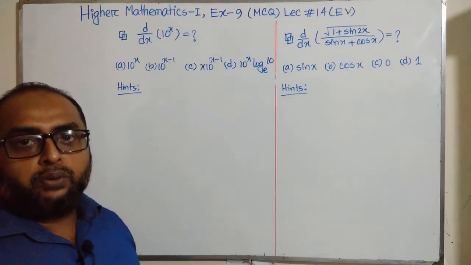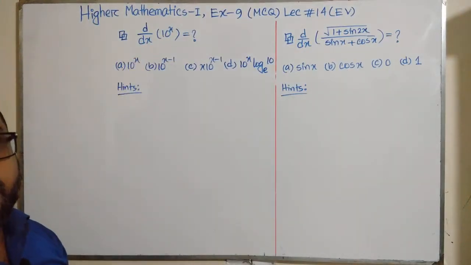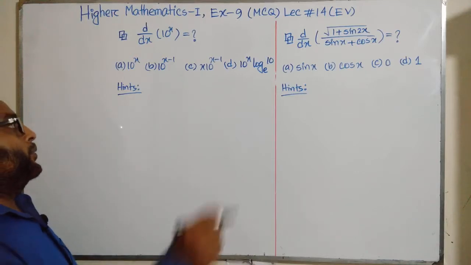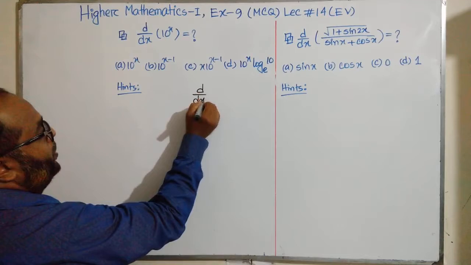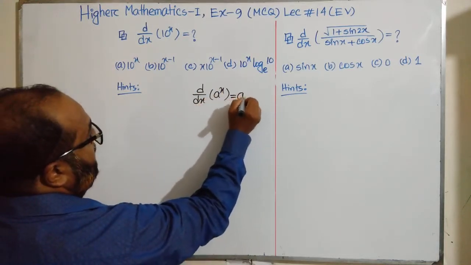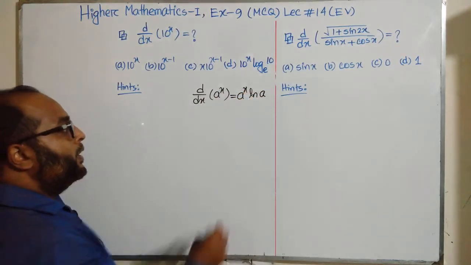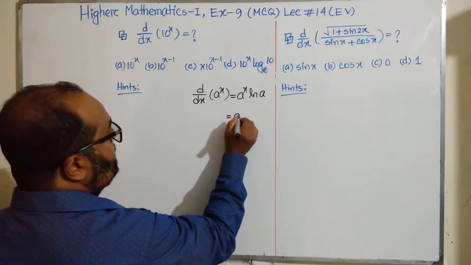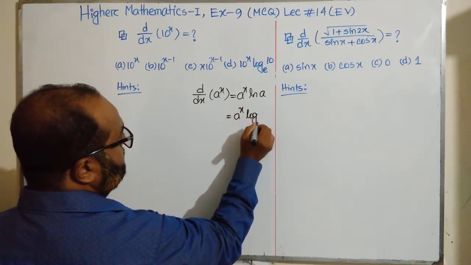Dear students, now our next problem is ddx of 10 power x. You know the formula of ddx of a power x, this is a power x ln a. Here you can write this equal a power x ln means log with base e.